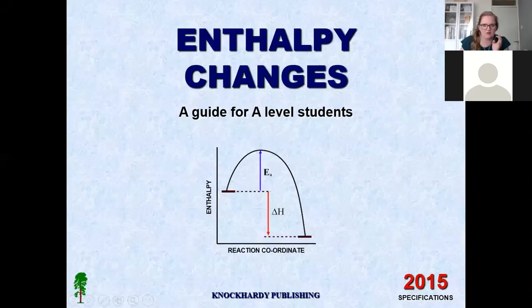So, enthalpy changes. There'll be a little bit of a recap just to start us off on Friday, just to remind ourselves what enthalpy is. A little quick recap of Hess's law, but only short. And then we'll look at bond energetics. Then we will move on to kinetics. So, enthalpy changes.